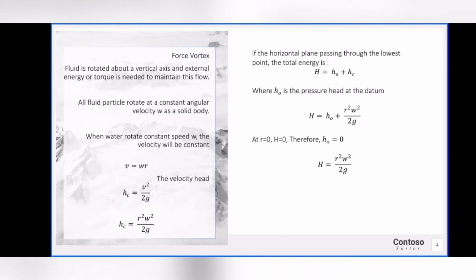If the horizontal plane passes through the lowest point, the total energy is H equals H naught plus hc, where H naught is the pressure head at the datum. When we combine this equation with the previous one, we get H equals H naught plus R squared ω squared over 2g. At R equals 0, H naught is 0. Thus, we get the final equation H equals R squared ω squared over 2g.